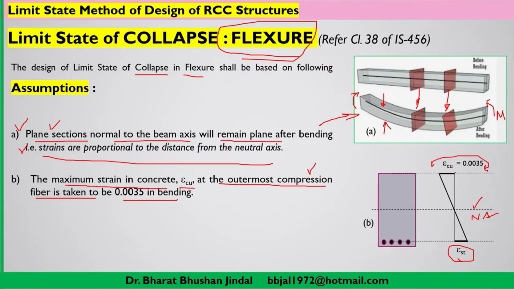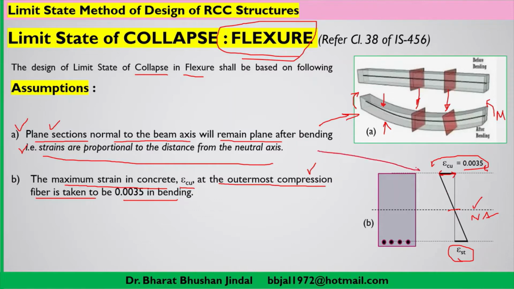Strain in the topmost or outermost compression fiber, this value of strain, you can write here that it is 0.0035. So this is the second assumption, that the maximum strain allowed in this theory in the topmost compression fiber is 0.0035. Now you can see here the strain variation is a linear variation, and as you move from the neutral axis to any other fiber, to the topmost fiber, the graph is a straight line. So that means it is a linear variation.